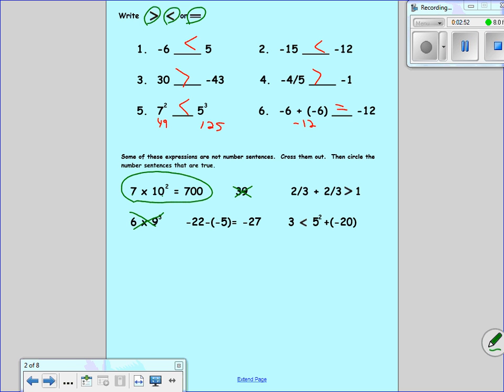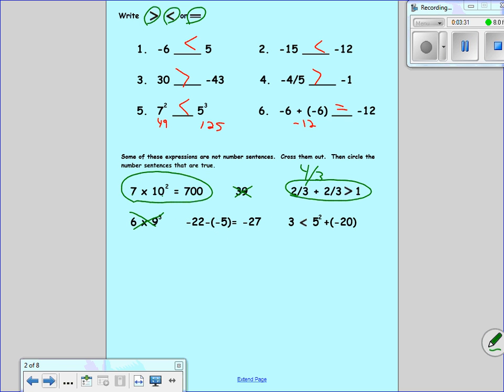Let's take a look over here. 2/3 plus 2/3 would give me 4/3, right, kids? Which is greater than 1, which would be 1 1/3. So that is correct. Look down a little lower here. -22 minus a -5. Let's take a look. We're going to use leave, add, change, which means I'd have a -22 plus a 5, which would not be -27, it would be -17. So that is not true. So we're going to leave that one blank. The false ones we're going to leave blank.